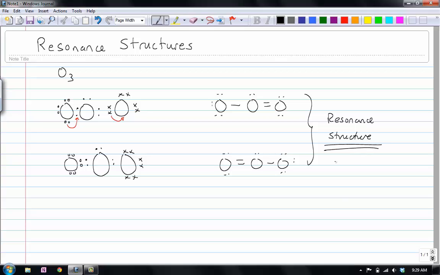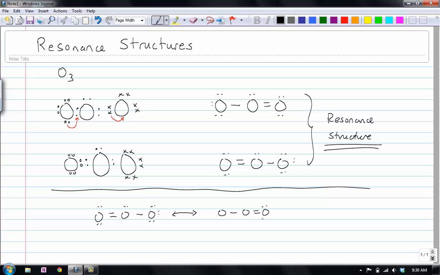To show these properly, there's a little shorthand which allows people to display that they're talking about resonance structures. You would draw your structures in this way. We would draw one of the Lewis structures, and then we would draw a double-headed arrow, and then the other. So that's what we're talking about when we're saying resonance structures.